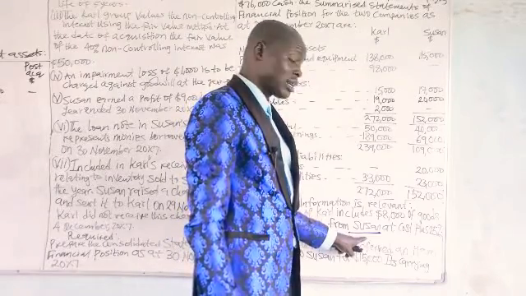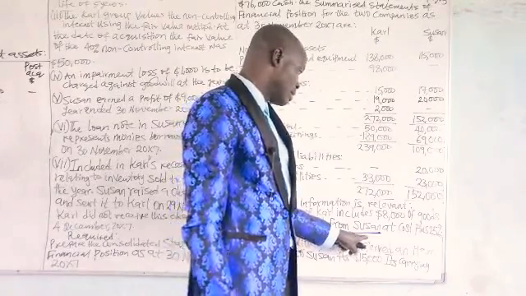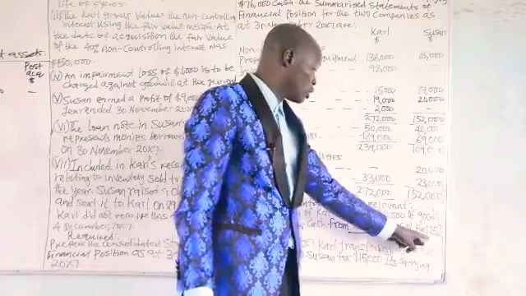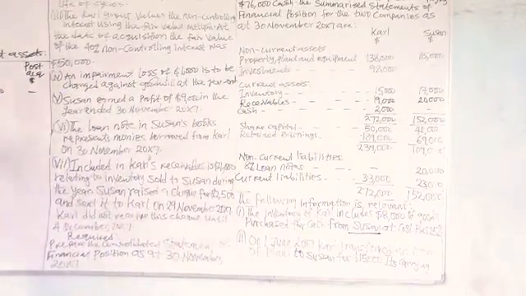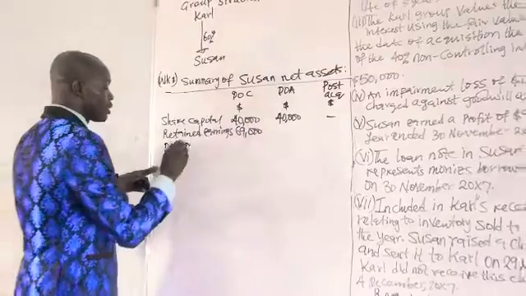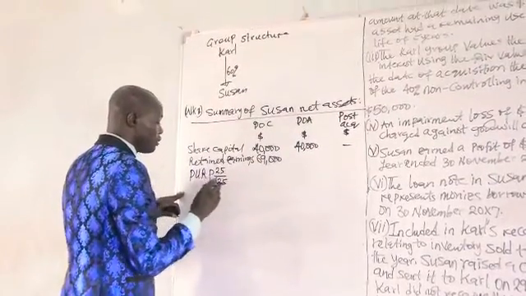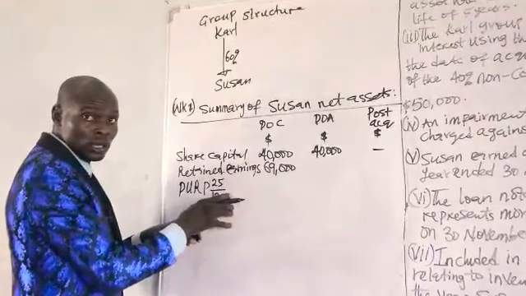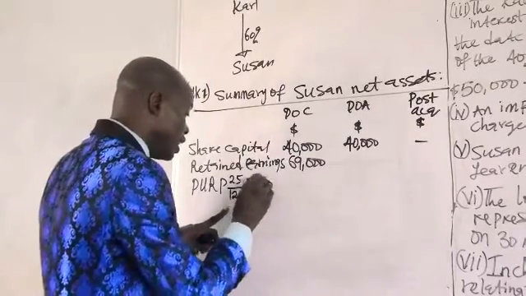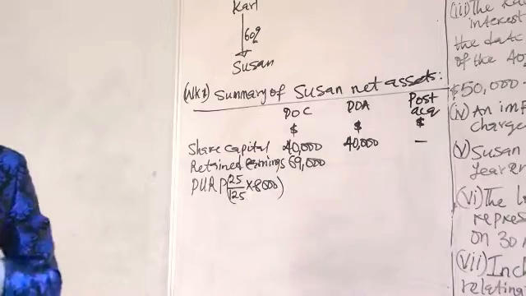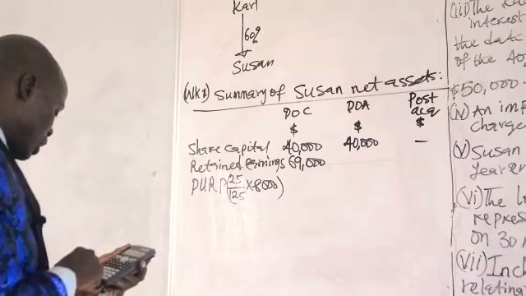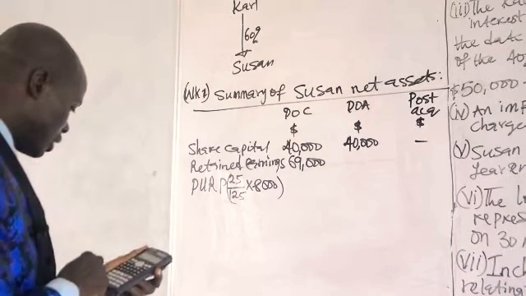So by applying the markup and margin. I've told you when you have cost plus, you know that it is a markup. Since Suzanne is the seller, you provision for unrealized profit: 25 over 125. I've told you that you add the percentage to 100 in the denominator anytime markup is given, times 8,000. This will give you the portion of the profit that has not been realized. So 25 divided by 125 times 8,000.